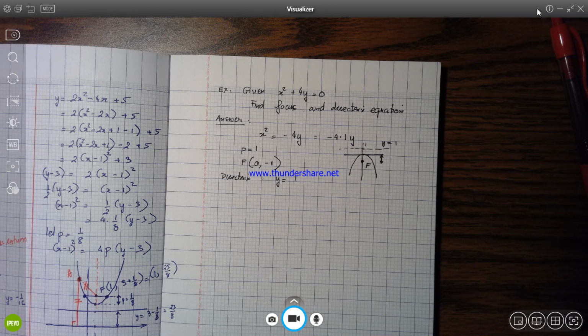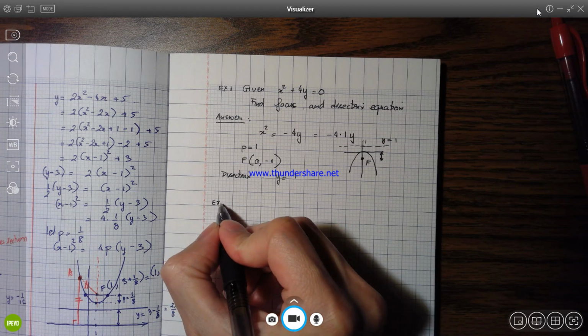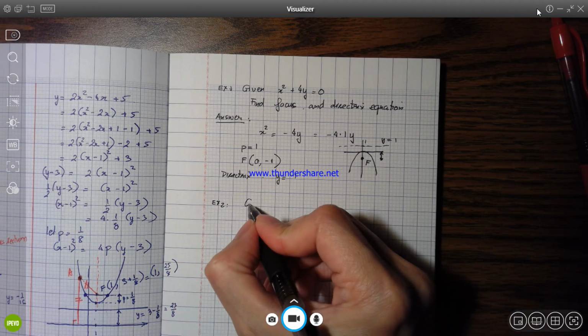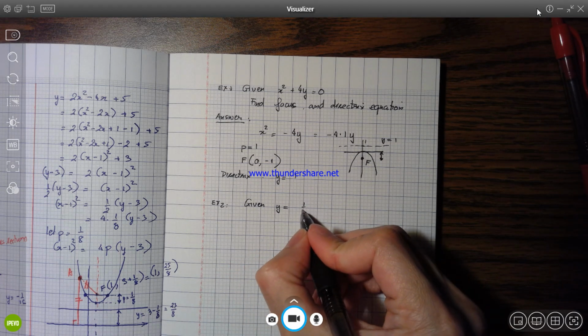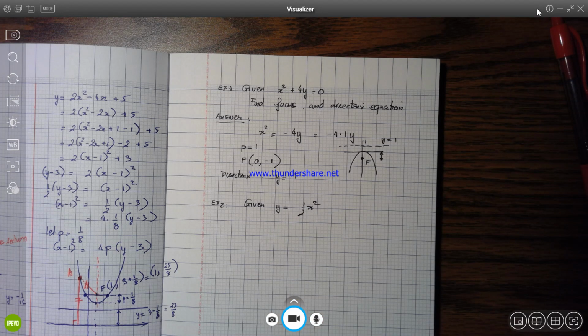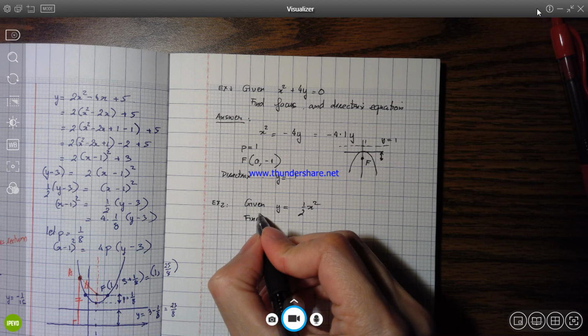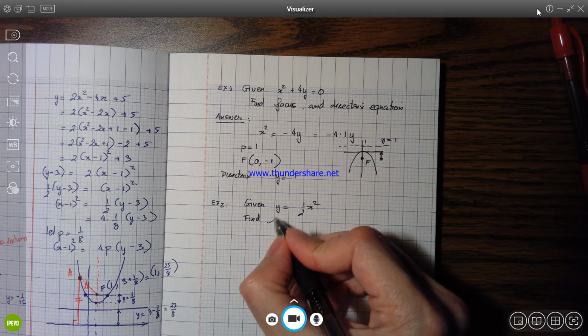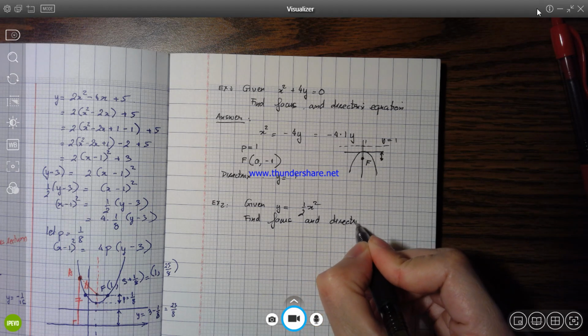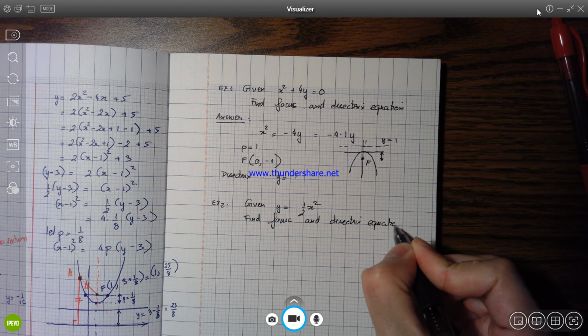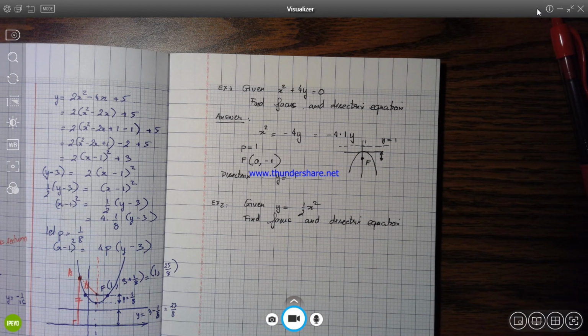I can give you another example. This is example 1; now example 2. Given y equals 1 over 2 times x squared, find the focus and the directrix equation.